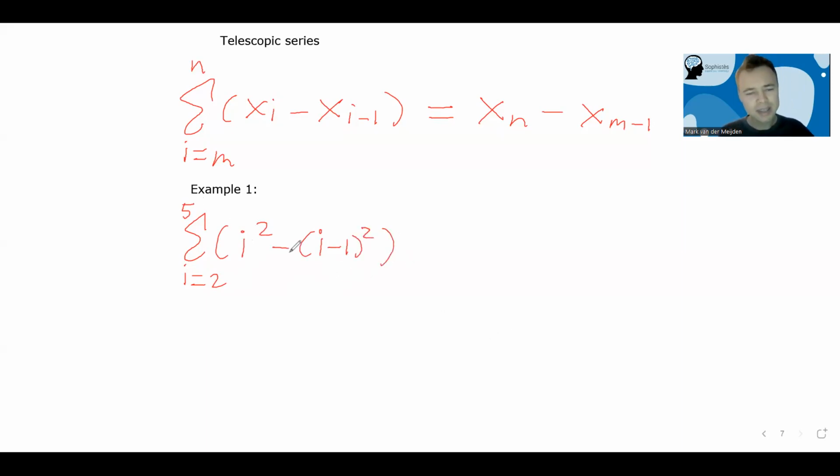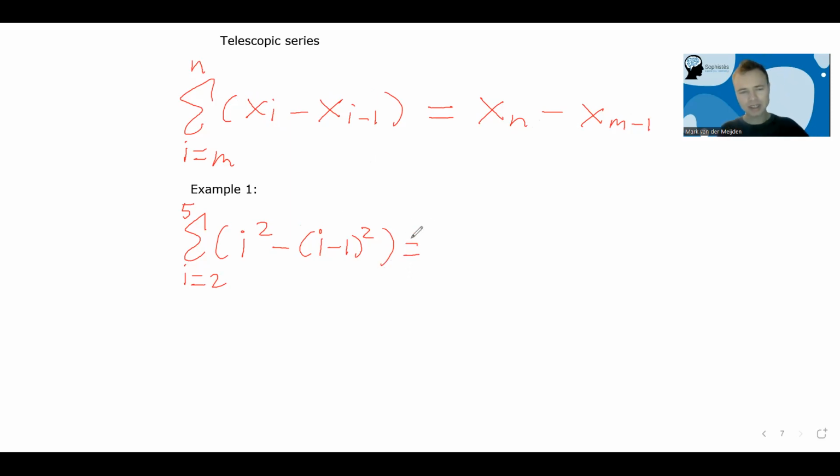So you can recognize it because we have some expression called x_i minus the same expression, but then with i minus 1. You see that? And you subtract it from each other. That's how you recognize the structure of the telescopic series. And what it predicts is that I get the expression with the n filled in minus the same expression with the m minus 1 filled in. And I will show you that.